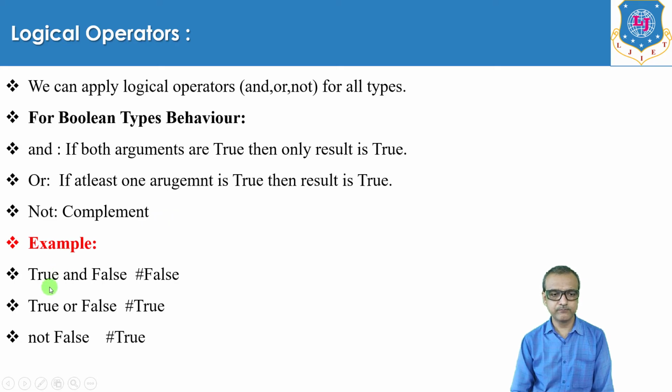So here is the example. True and false. In case of AND logical operator, if any one is false, here it is false, the result is false. Now true or false. In case of OR logical operator, if any one is true, the result is true. Here we have true, so the result is true. Now in case of NOT logical operator, if we apply NOT on false, the result is true. If we apply NOT on true, the result is false.